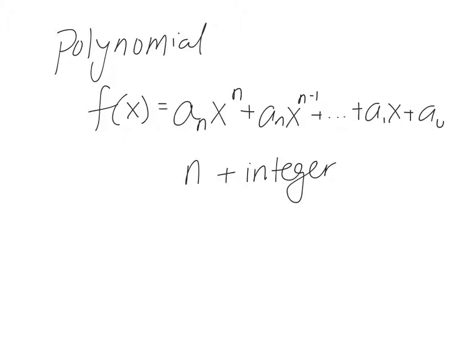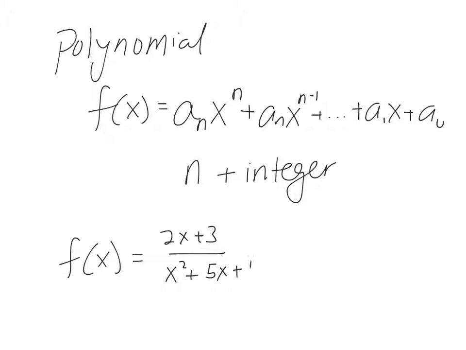So that was a question on yesterday's test. Tell me which ones of these are polynomials. So a rational function, then, is a ratio of polynomials. So, for example, we could have 2x plus 3 over x squared plus 5x plus 6. That would be a rational function. Okay, that's probably one of the more complicated ones that we would deal with.